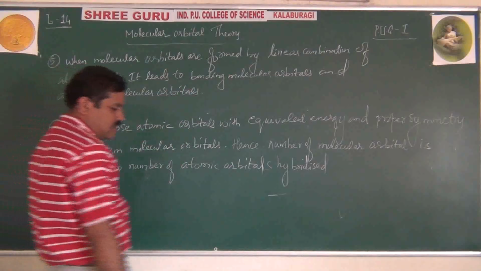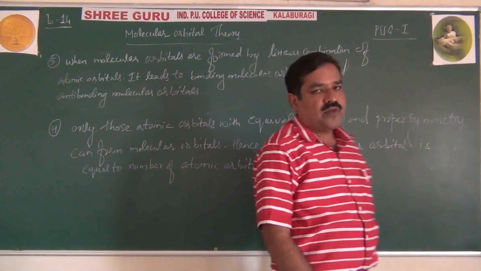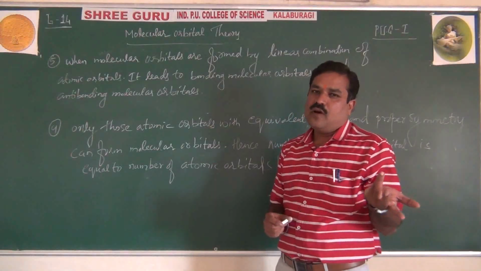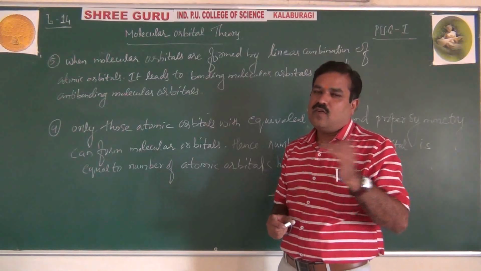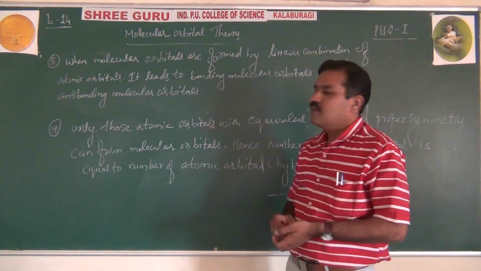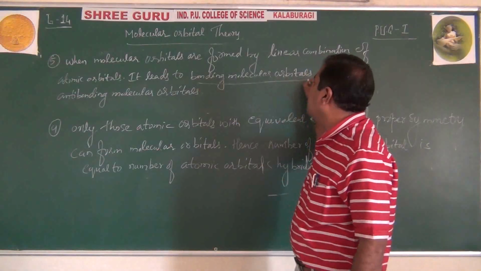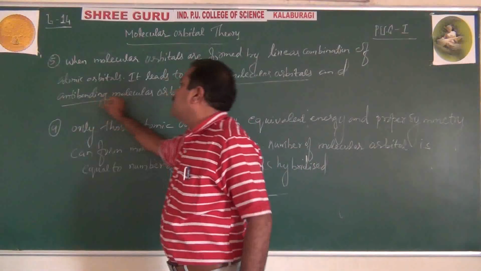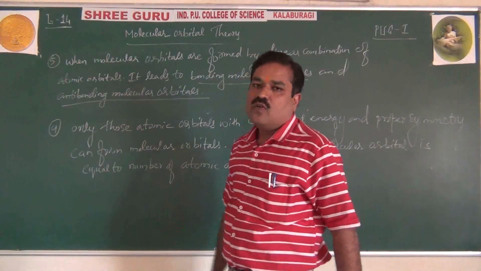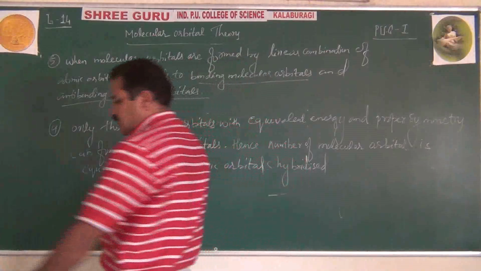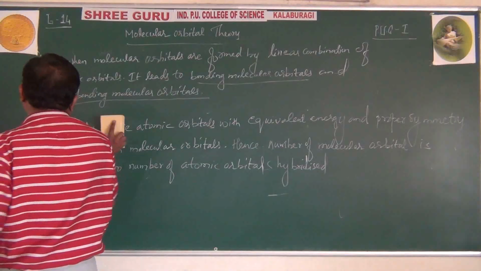That means when these atomic orbitals of equivalent energy and proper symmetry combine along the internuclear axis, they form sigma molecular orbitals. Along the sideways, they form pi molecular orbitals. Here also same thing. But here you are observing one concept called bonding molecular orbitals and antibonding molecular orbitals, BMO and ABMO. What are these? I will explain later the differences. Okay, this is the fifth one.